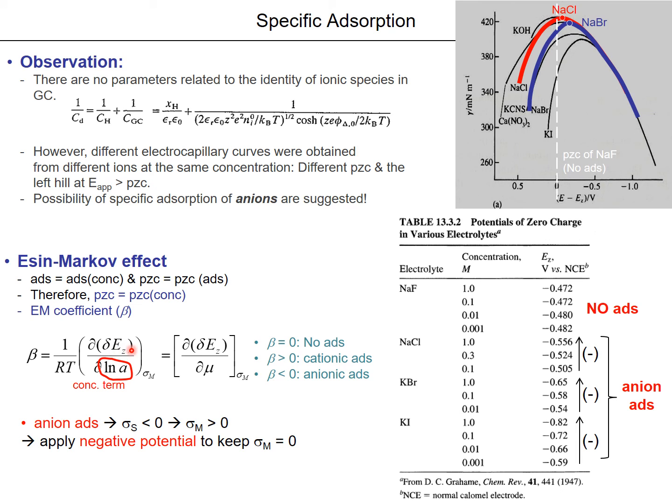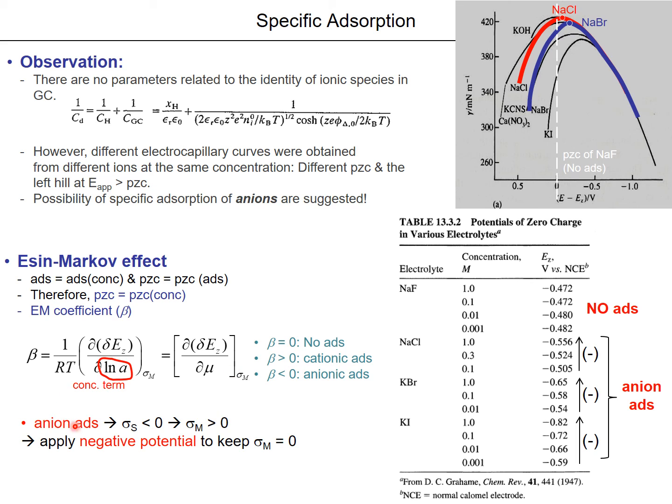So if there is no change in the point of zero charge, it means no adsorption. If the point of zero charge is shifting to a more positive value, then it indicates cationic adsorption. Or if it is going to a more negative value, it means anionic adsorption. Why a negative shift for anion, a positive shift for cation? Let me explain that.